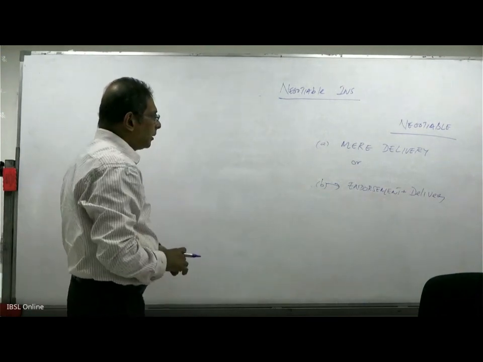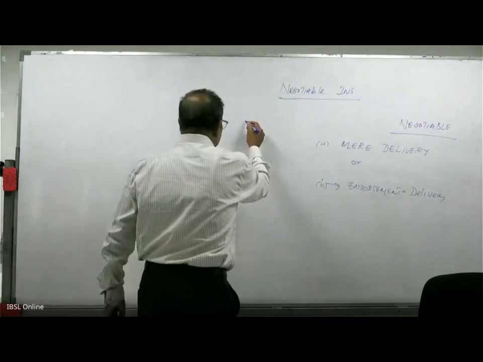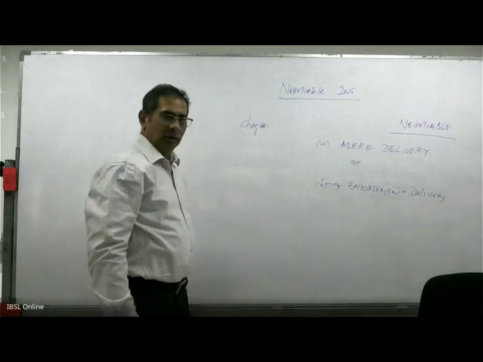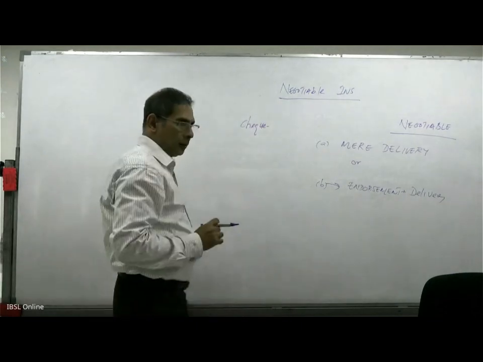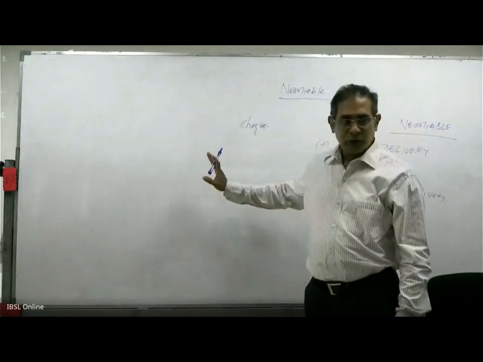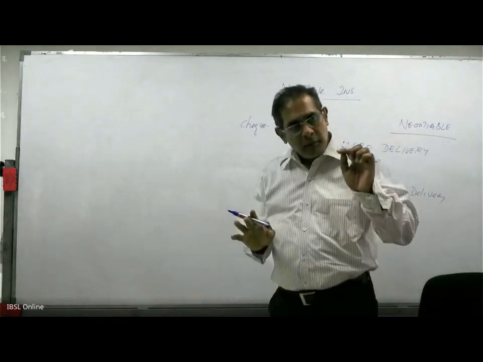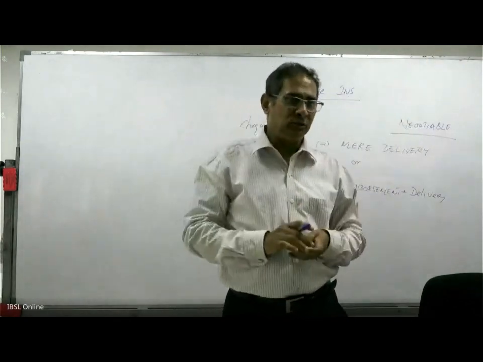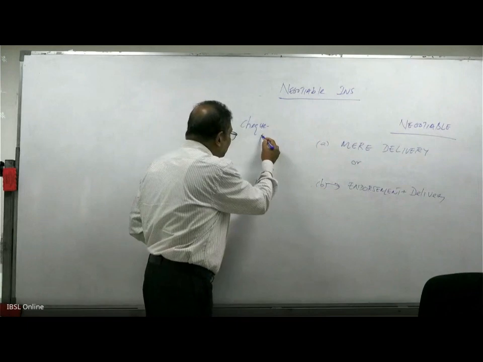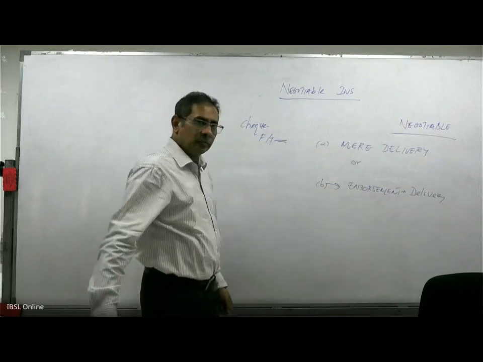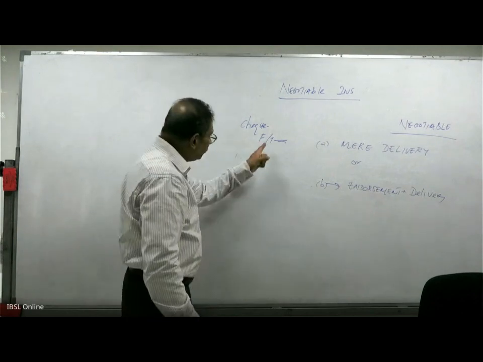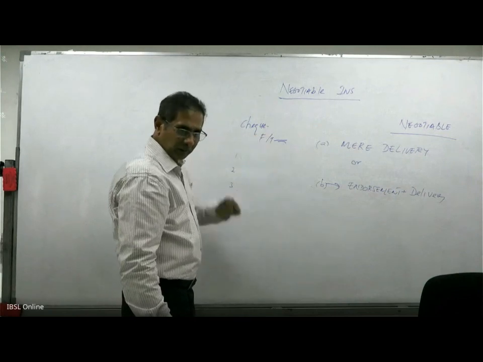Now, check. I said something about a check now. A check is a financial instrument. How does a financial instrument become a check, because there are plenty of financial instruments? A check is one of the kind. How does a financial instrument become a check? There are three qualifications to be fulfilled simultaneously to make a financial instrument a check.